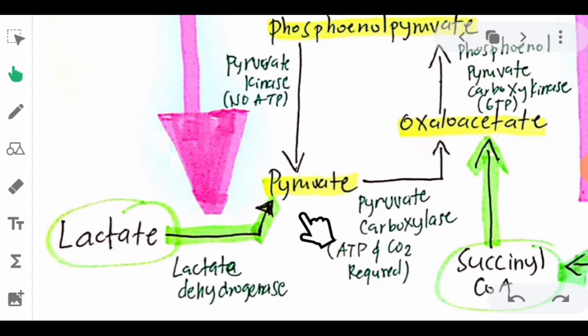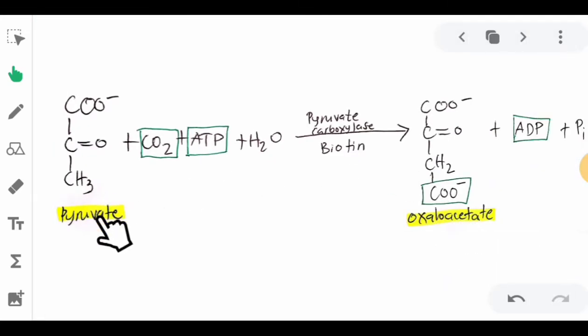Then this pyruvate, with the help of the enzyme pyruvate carboxylase, will be converted into oxaloacetate with the help of ATP and carbon dioxide gas. This is the chemical reaction for that. The pyruvate, with the aid of carbon dioxide and ATP plus a water molecule, and with the help of the enzyme pyruvate carboxylase, which requires biotin. Pyruvate carboxylase will add a carboxylate ion to pyruvate, unlike the decarboxylase, which will remove the carboxylate ion. The carbon dioxide gas here will become a carboxylate ion that will be attached here.